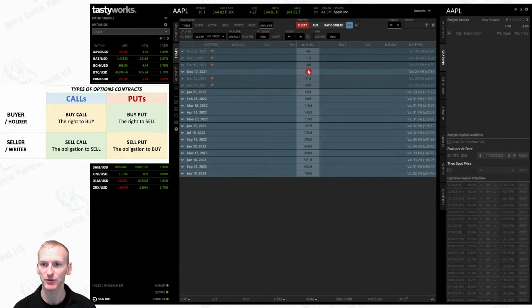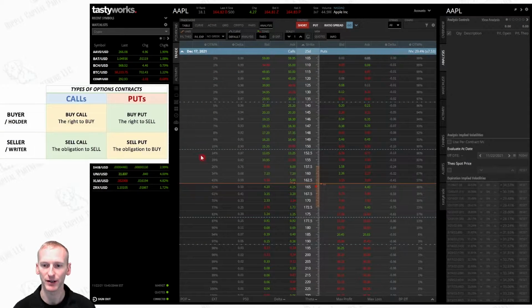Now let's go to the options table here. The left-hand column is going to show your call side. The right-hand column is going to show the put side. And the lighter areas here, these lighter gray, show options contracts that are in the money. The darker gray shows options contracts that are out of the money. So these are out of the money, and these are out of the money.